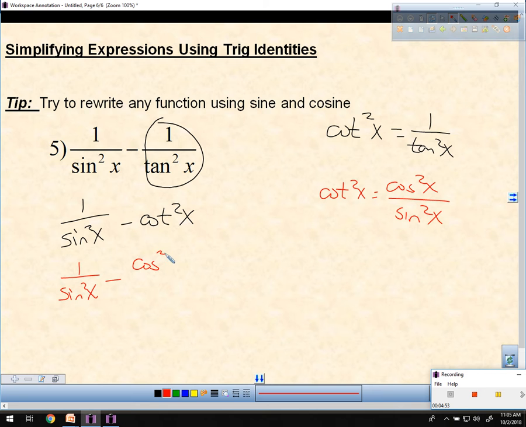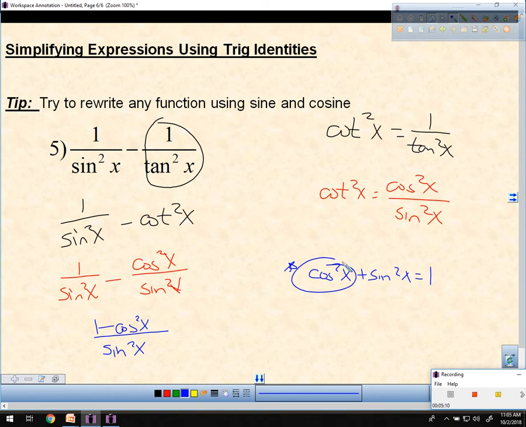So I can rewrite that, and this is what it gives me. Then I notice they have the same denominator, so I can combine them together and get 1 minus cosine squared over sine squared. And this looks like a Pythagorean identity, so cosine squared plus sine squared is equal to 1.